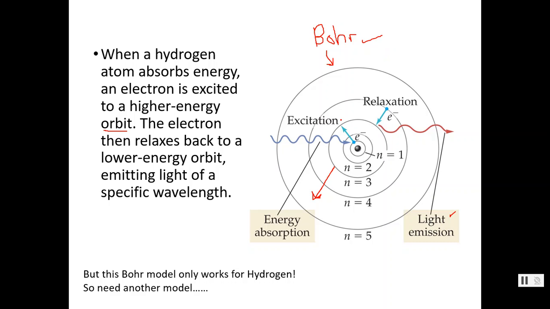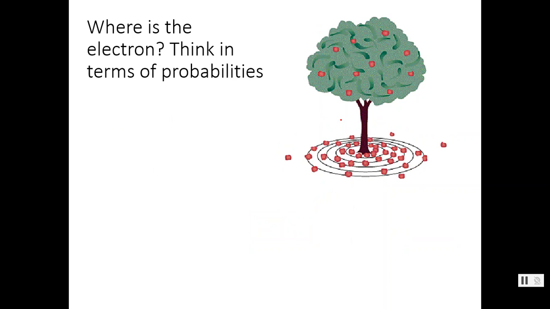When talking about this second model, we need to shift our focus as to how we think about where an electron is in an atom. In the previous Bohr model, we thought of where an electron is in terms of orbits. It's either on orbit 1 or on orbit 2. It's either on that path or not on that path. In this model, we need to think more in terms of likelihood or probabilities of where an electron is in an atom. So before we talk about an atom, let's talk about a fruit tree or a cherry tree.